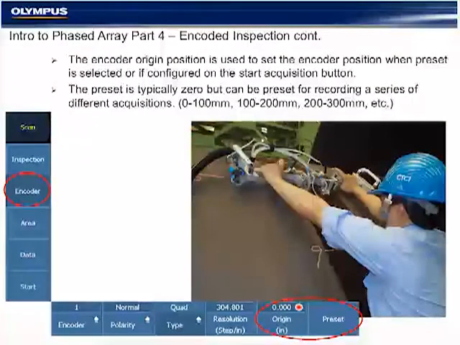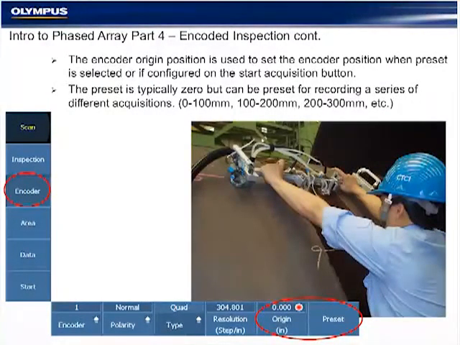When we're doing a very big series of inspections and we want to piece them together offline on a computer, then we must encode them correctly. For instance, 0 to 10 meters for file 1, 10 meters to 20 meters for file 2, and so forth.